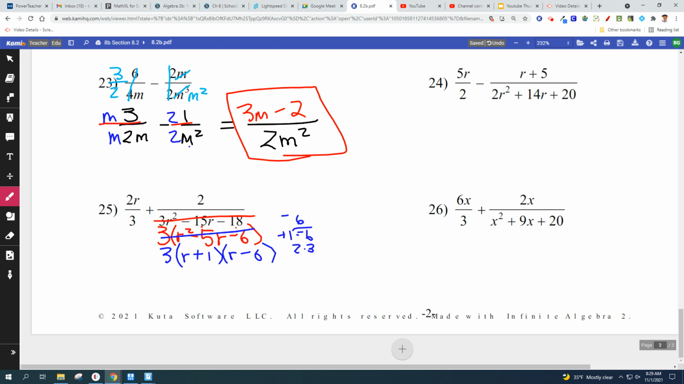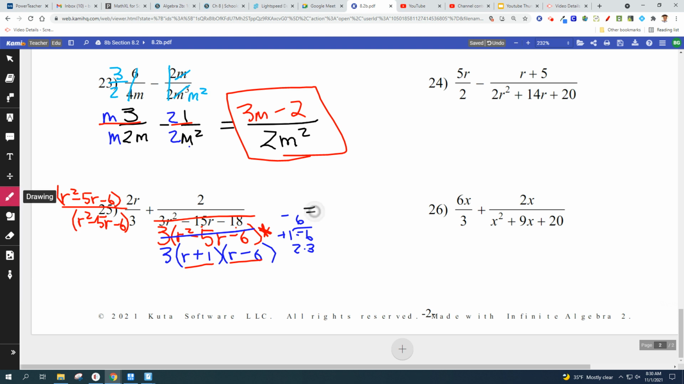So both of them have a 3. The left side has a 3, the right side has a 3. But the left side doesn't have all the r business, okay? So notice how the left side is going to need an r plus 1 and an r minus 6. It's probably going to be easier if you treat it like r squared minus 5r minus 6. You're going to end up having to distribute, so we might as well use this form instead of the factored form. Now they both have a 3 and an r plus 1 and an r minus 6. They're both the same.